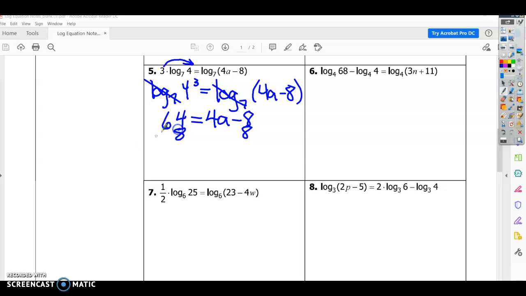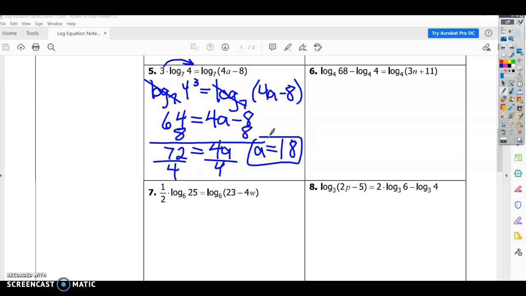I'm going to add 8. And 4a equals 72. Divide both sides by 4. And a equals 18. All right, and again, you want to plug that back in and see if it works. The number on the left is just a number. That's going to be 64. Does that equal 4 times 18 minus 8? So check that and make sure it works.